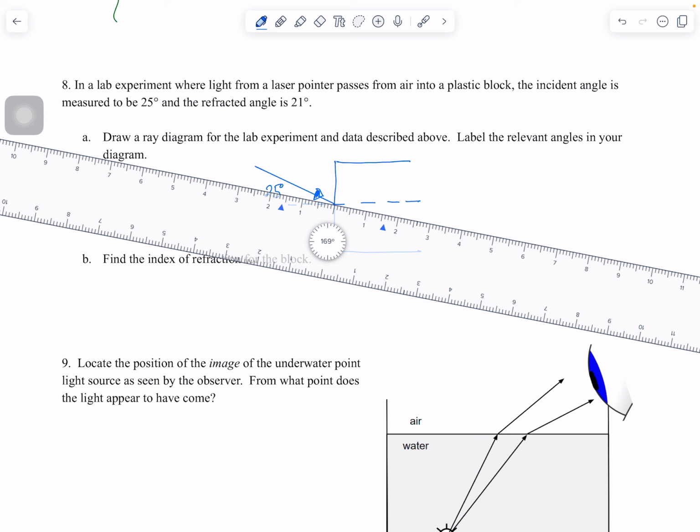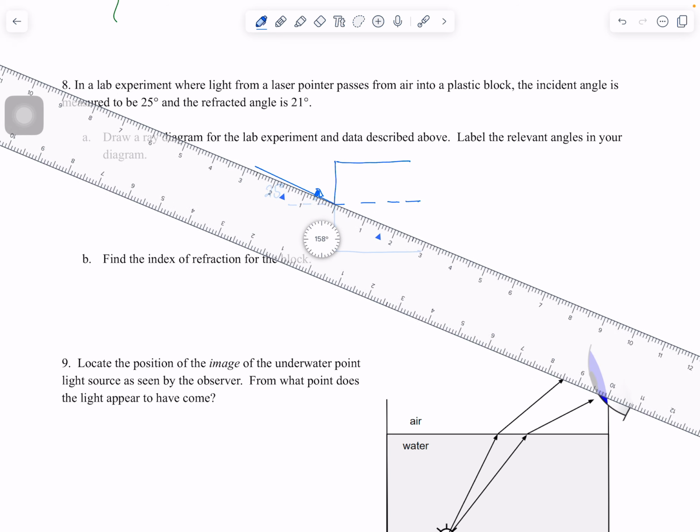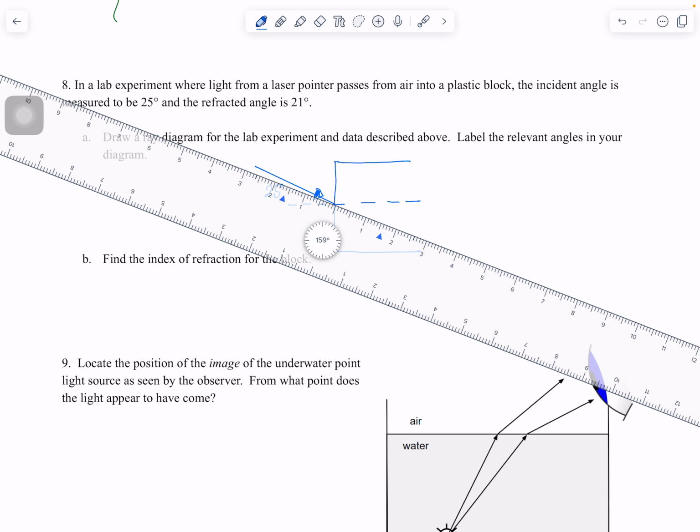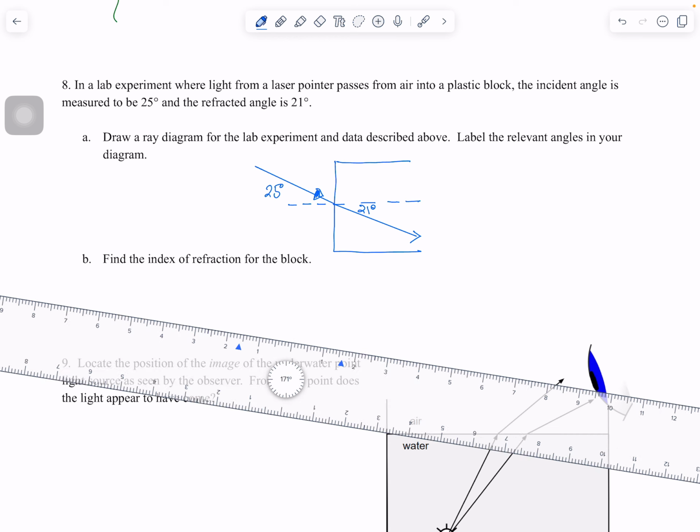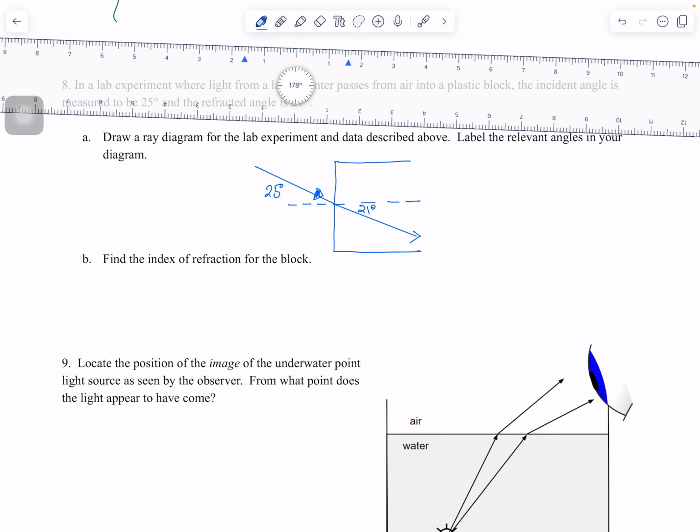So I need to think about how to do 21 in terms of the degrees. Oh, I'm so not going to worry about that. So I'm going to call this 21. So that's 21 degrees. And so that is my lab experiment. Those are the angles. So I want to find the index of refraction for the block. And this is air. So you're just going to have n air sine theta air is equal to n block sine theta block, and fill it out.